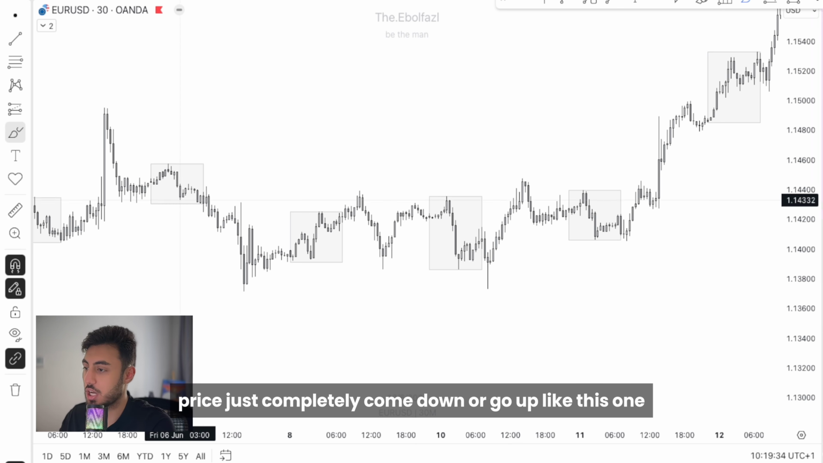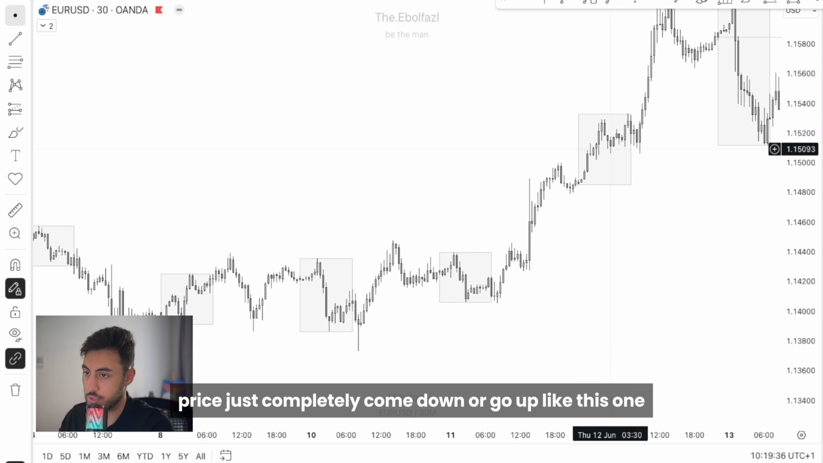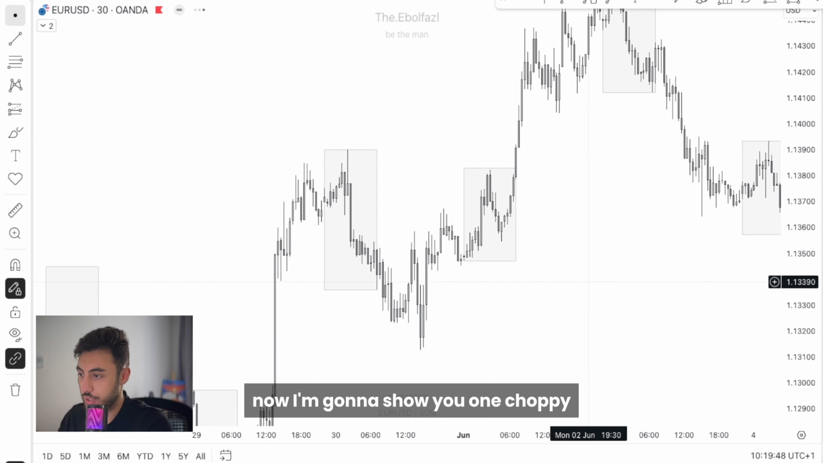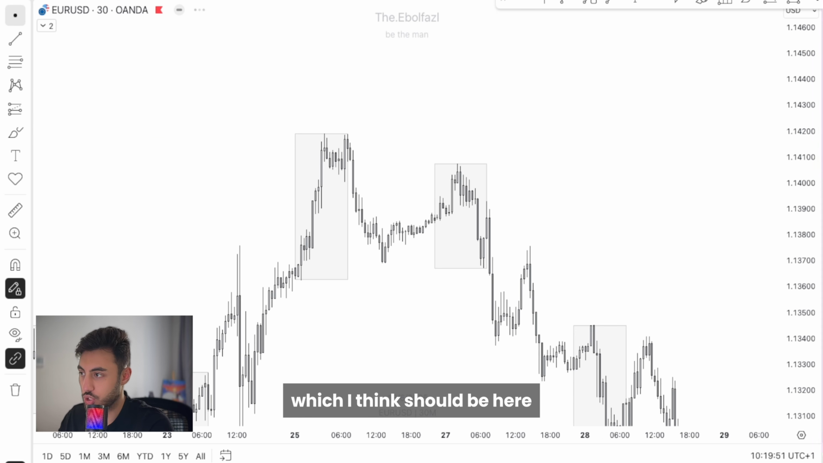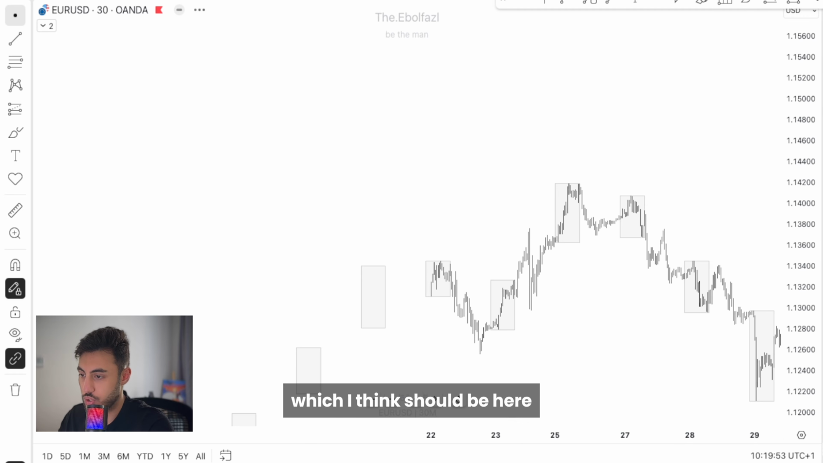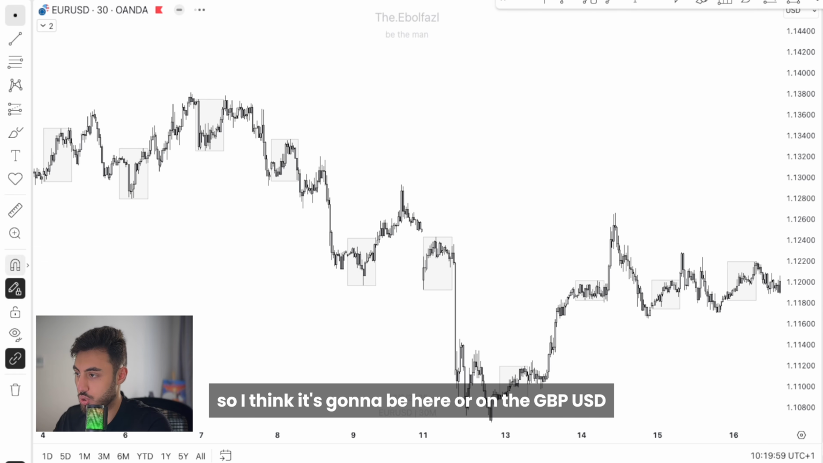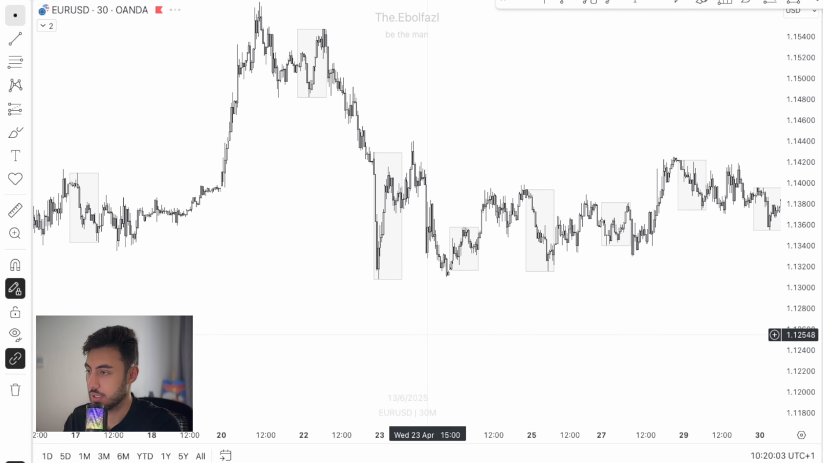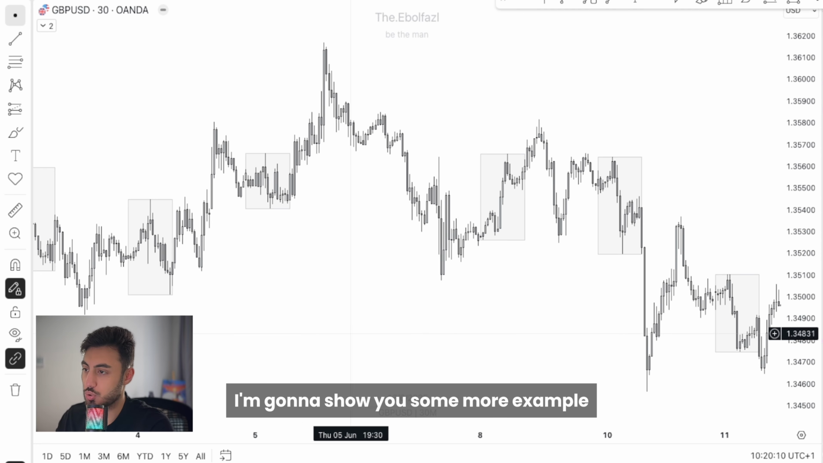See price just completely come down or go up like this one. This is also a manipulation. See price taking the liquidity, then going up. First price takes out this area's liquidity. Now I'm going to show you one choppy one, which I think should be here. So I think it's going to be here or on the GBP/USD. Let's go to the GBP/USD. I'm going to show you some more examples.